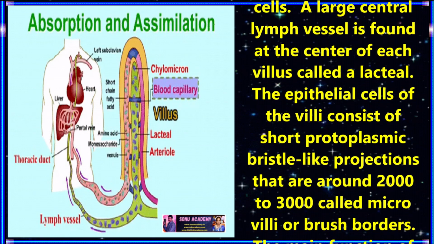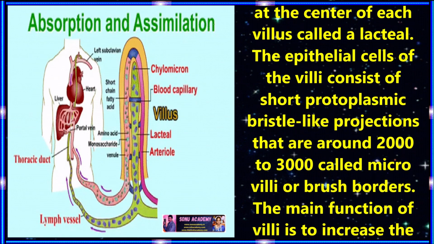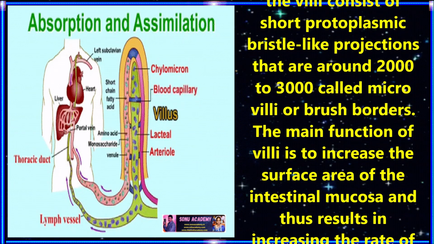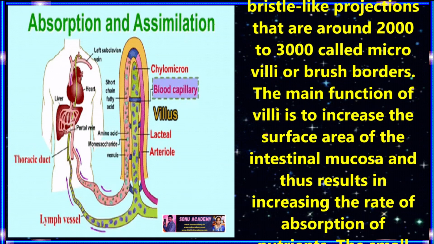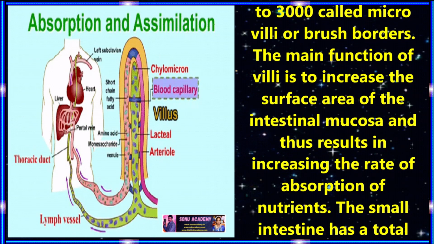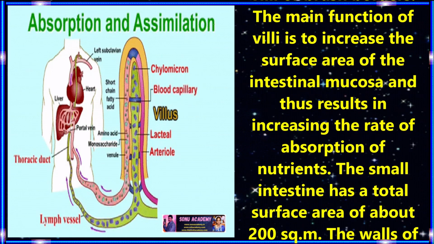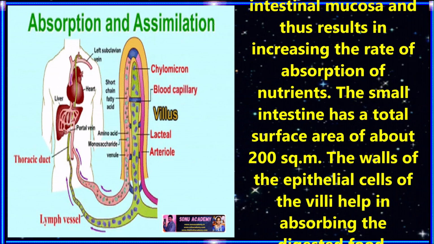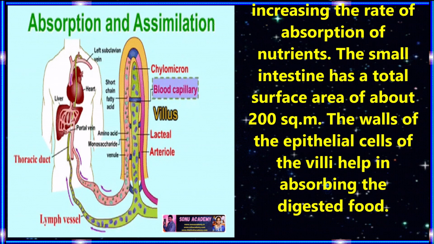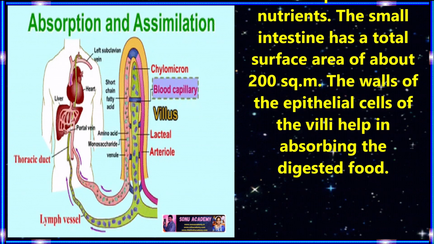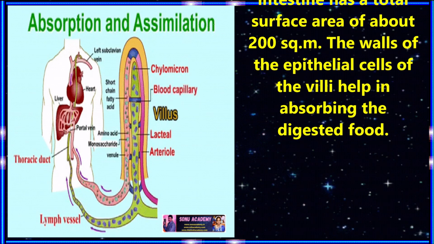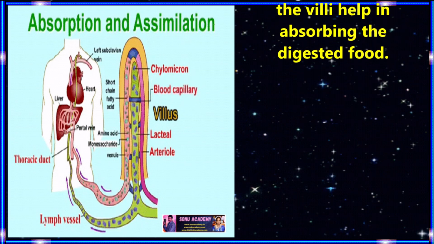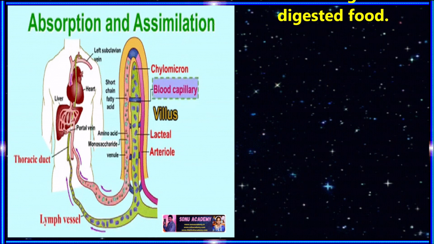The epithelial cells of the villi consist of short protoplasmic bristle-like projections, around 2000 to 3000 in number, called microvilli or brush border. The main function of villi is to increase the surface area of the intestinal mucosa and thus increase the rate of absorption of nutrients. The small intestine has a total surface area of about 200 square meters. The walls of the epithelial cells of villi help in absorption of the digested food.